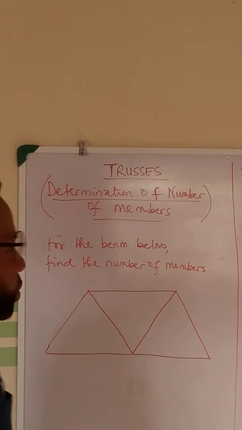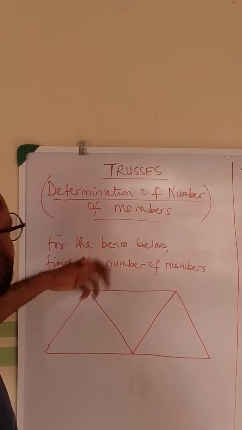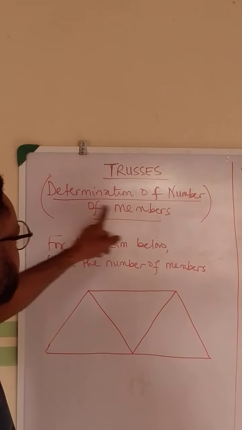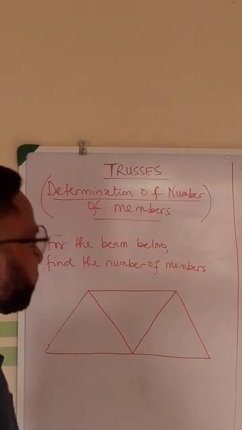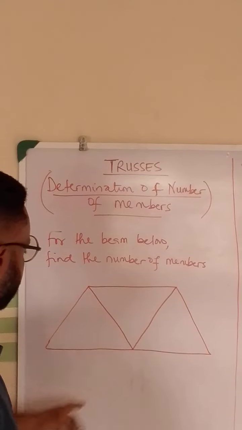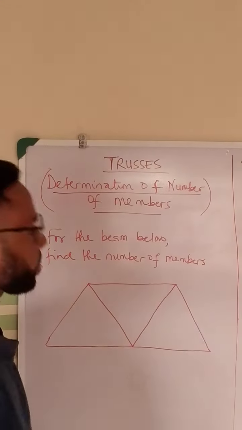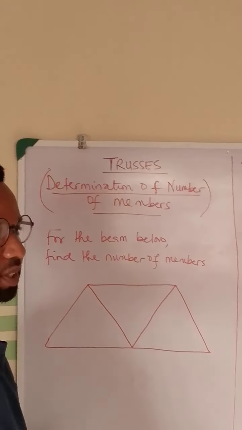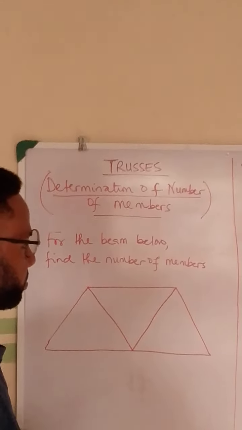Alright, hello viewers. We are going to look at trusses, and in these trusses we are going to determine the number of members using a formula. Of course, you can actually determine the number of members by counting 1, 2, 3, 4, 5, 6, 7. However, there is a formula which you can use to determine the number of members.